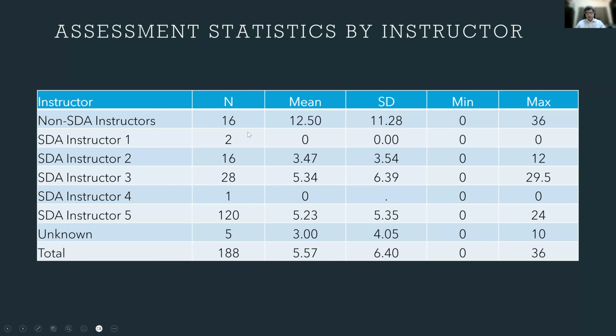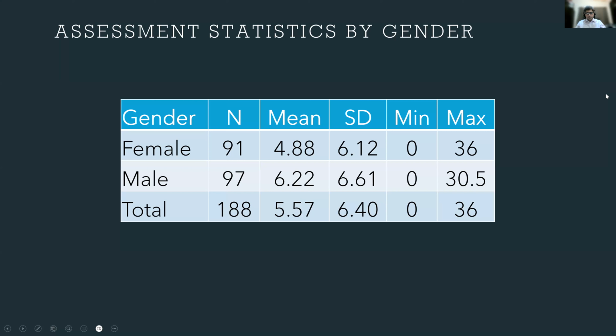Non-STA instructors are essentially those who did not take STA, but were from other schools, the business school or the engineering school, and they took probability and statistics courses. So you can see that there are some differences there, but you can't really compare them too much, because it just seems like one instructor had taught most students in our cohorts.